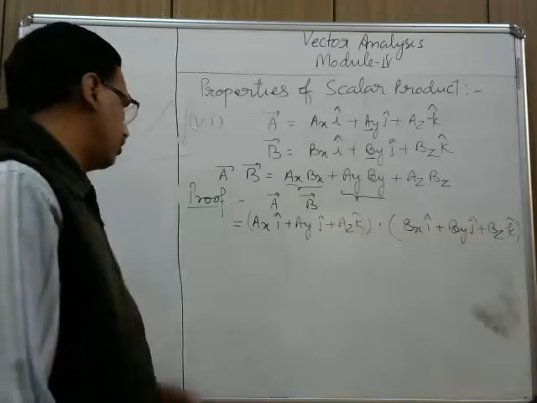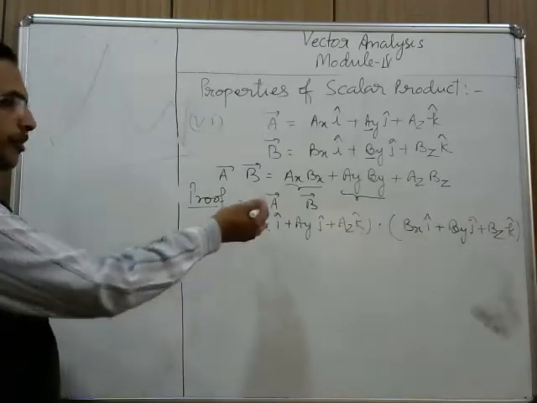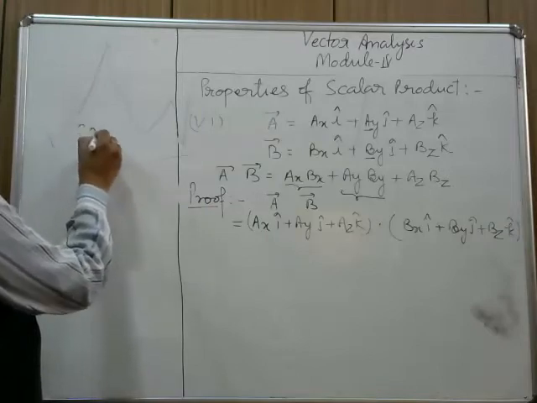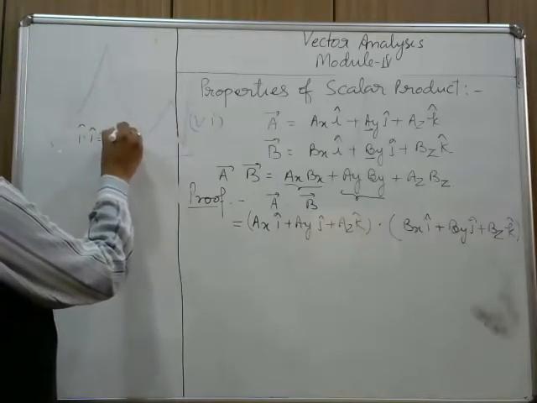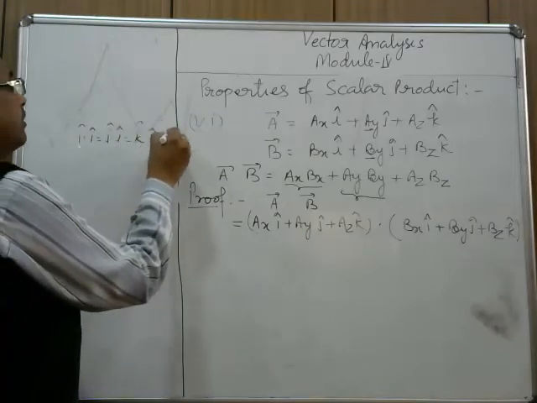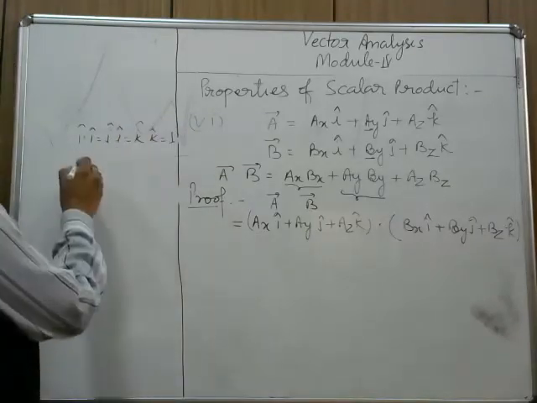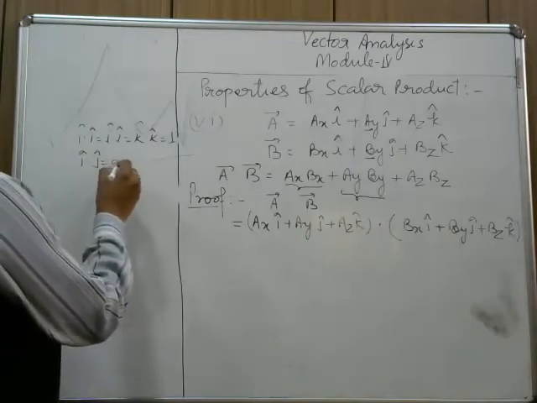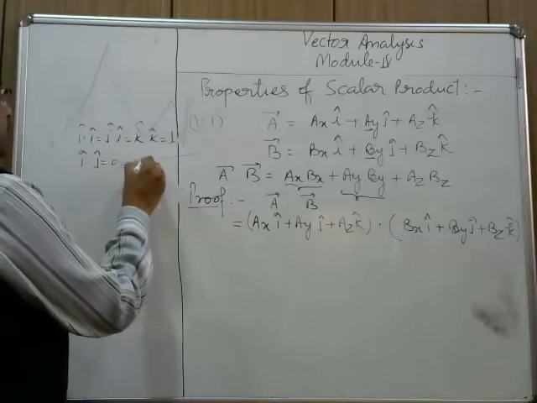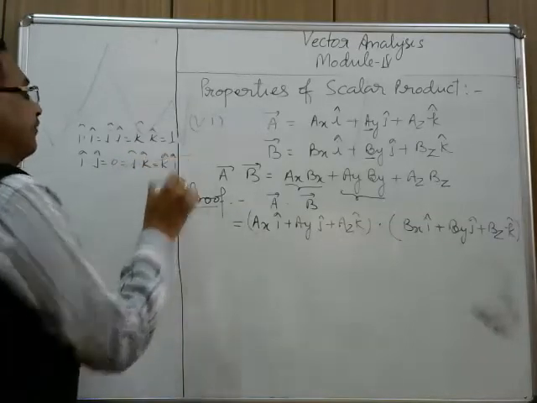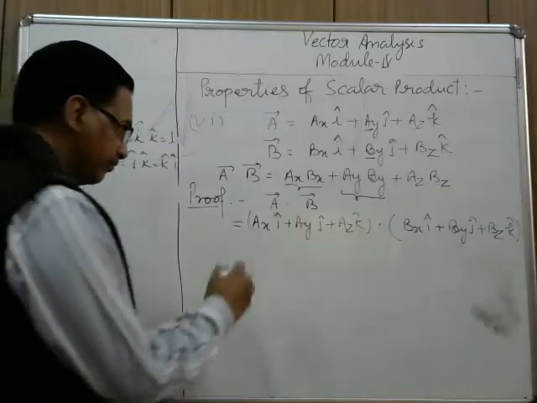So, just before this property I have told you that i dot i equals j dot j equals k dot k is 1, as well as i dot j is 0, equals j dot k and k dot i.